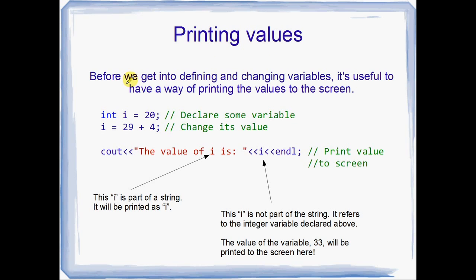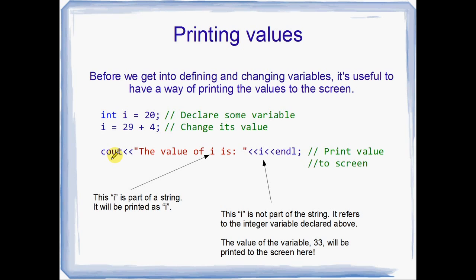Good. Okay, so printing values. Before we get into actually defining and changing variables, it's useful to have a way of printing them to the screen. So here I've just got a little example of how to print a variable to the screen. Int i equals 20, declare some variable, and that equals 20 just there was completely pointless, since on the very next line I've changed it to 33. i equals 29 plus 4, so i will equal 33. We'll look at that in a minute. But this is how you print it out.